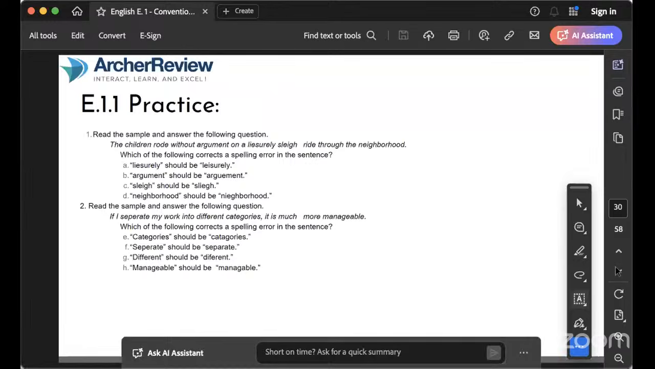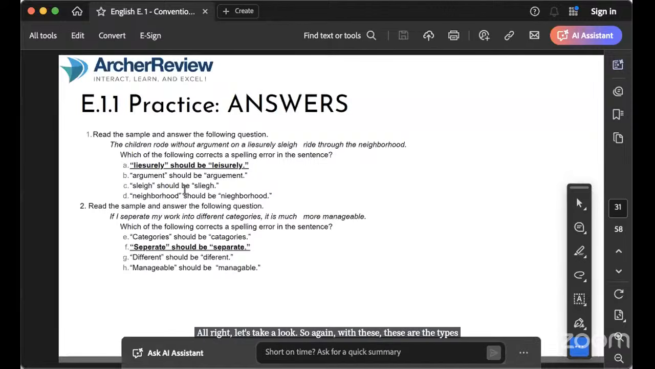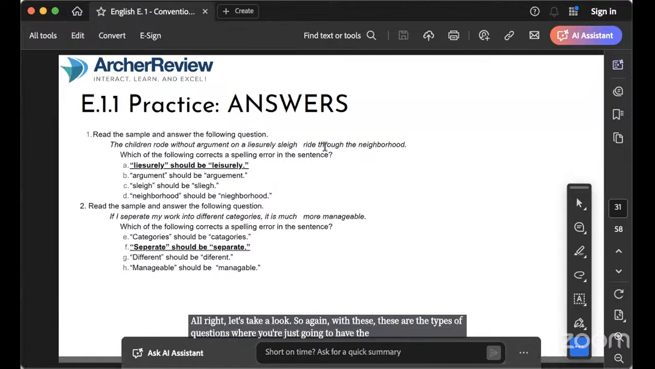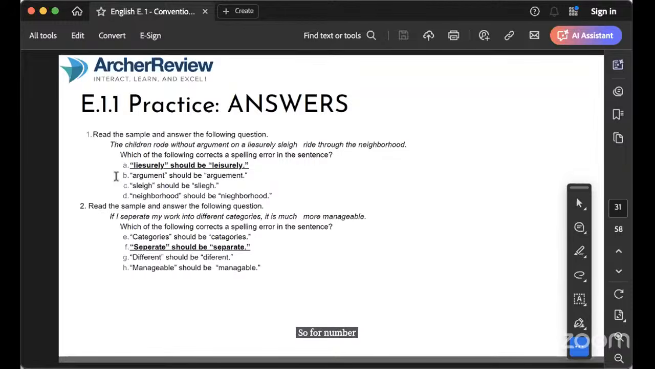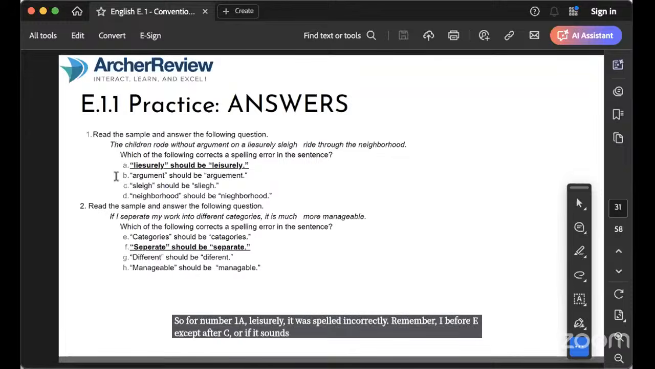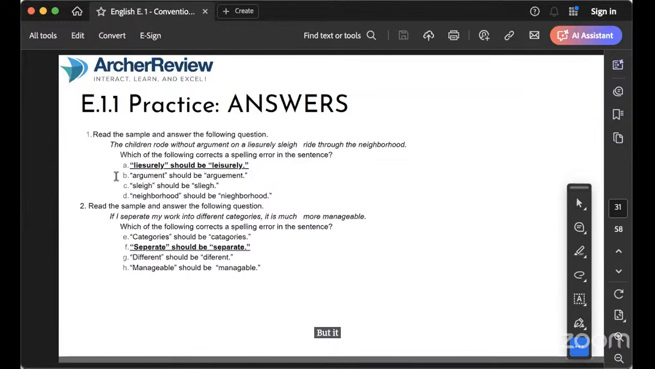All right, let's take a look. So again, these are the types of questions where you're just going to have the sentence and you're going to have to figure out which word is spelled incorrectly. So you have to go through and analyze each word in the sentence. For number 1A, leisurely was spelled incorrectly. Remember, I before E except after C, or if it sounds like that E sound. This is one of those exceptions we didn't talk about, but it should be EI. Number 2, separate should be spelled with an A instead of an E.